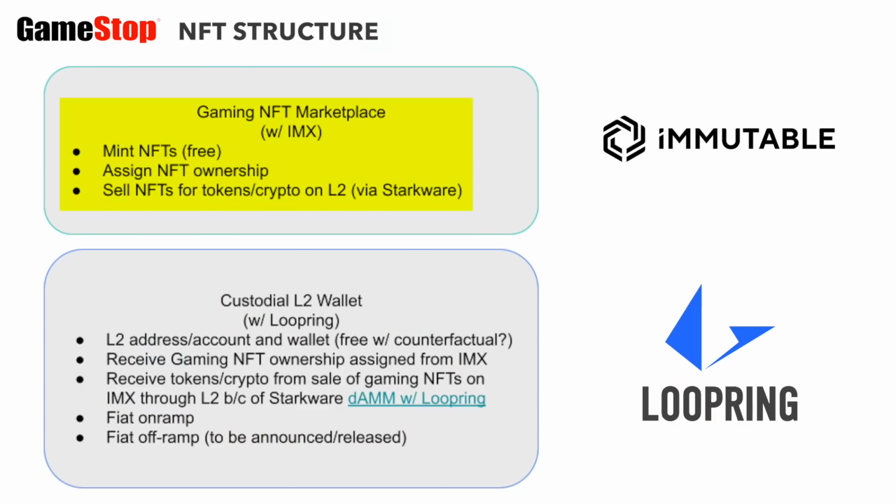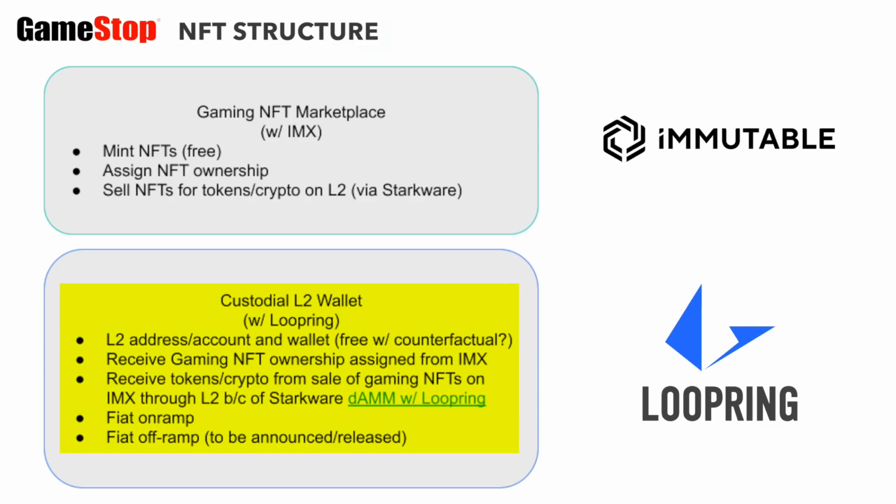Immutable X will allow you to buy and sell NFTs, mint NFTs, and assign the NFT ownership to a wallet. The Loopring custodial L2 wallet will allow ownership of these NFTs to an L2 address. It will allow the receiving of tokens and other cryptos from the sale of the gaming NFTs. It will have a fiat on-ramp and possibly a fiat off-ramp.